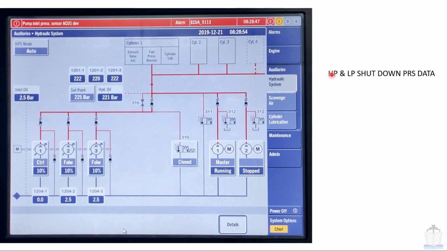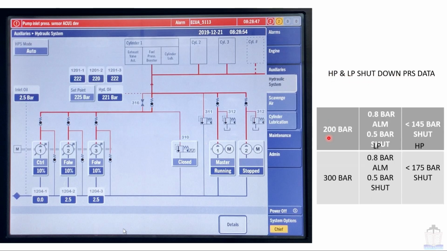Now here I am going to discuss the HP and LP shutdown pressure data. For that I am presenting one table. The first row represents the 200 bar system and the second row represents the 300 bar system. This LP is representing this, which is the average of all these 3 readings. In the same way, this HP is representing this one, which is the average of all these 3 readings.